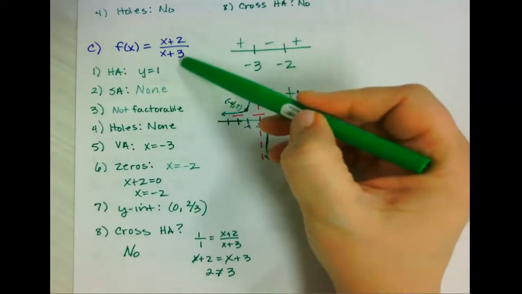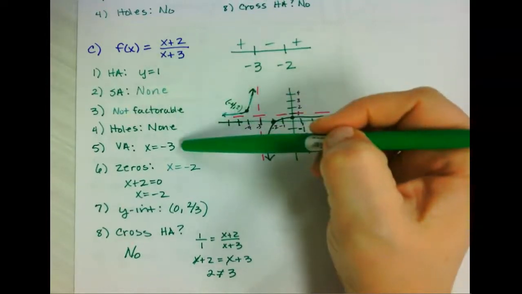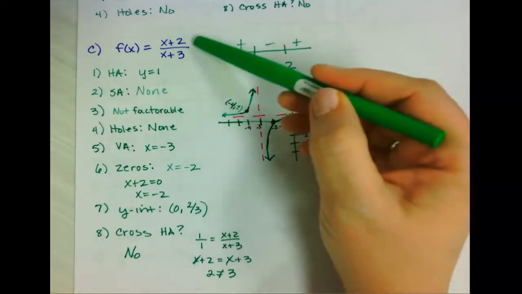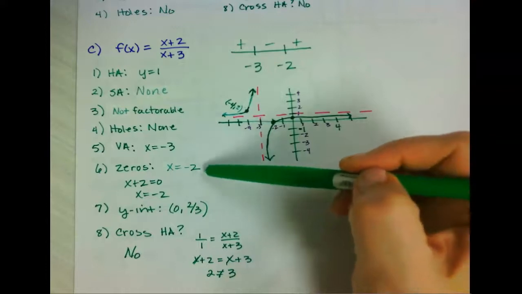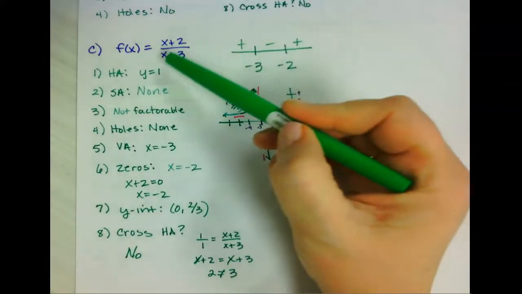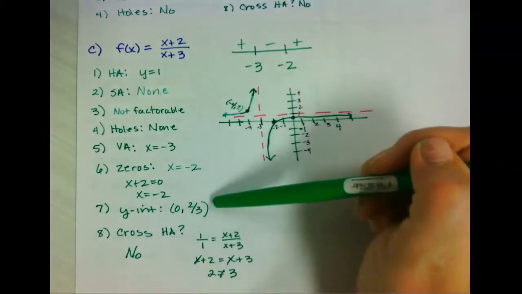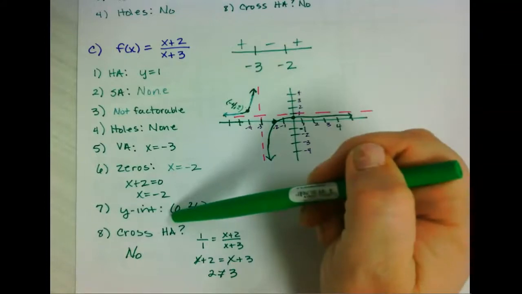What's left in the bottom turns to 0 when x is negative 3, so my vertical asymptote is x equals negative 3. What's left on top turns to 0 when x is negative 2, so the zero I'm going to write as x equals negative 2. To calculate the y-intercept, I plug a 0 in here and a 0 in here. That leaves me with a y-intercept of 2/3, and don't forget the x-coordinate is 0.